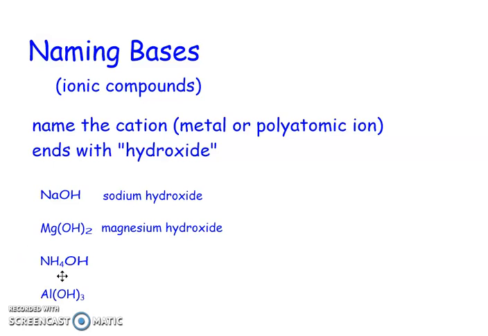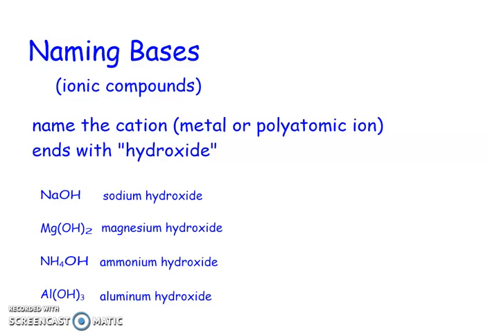NH4OH. NH4 plus is the ammonium polyatomic ion. Again, that is on table E. And OH minus is hydroxide. So we have ammonium hydroxide. Al(OH)3. Al is aluminum. OH is hydroxide. So aluminum hydroxide. So naming bases, name the metal or the polyatomic ion, and stick a hydroxide at the end.